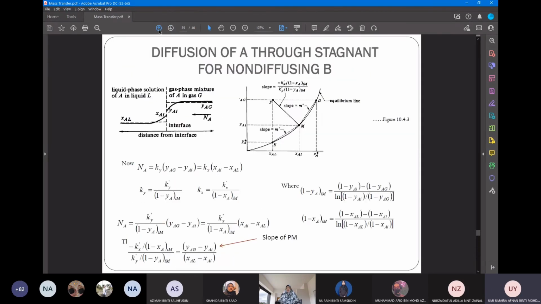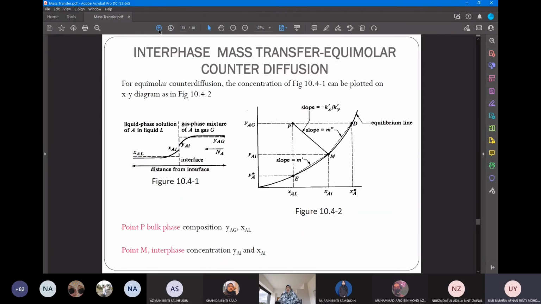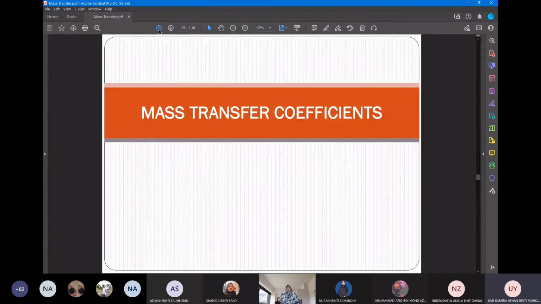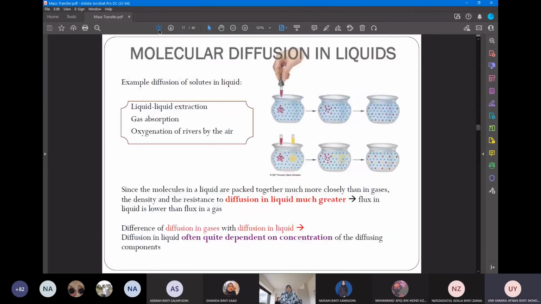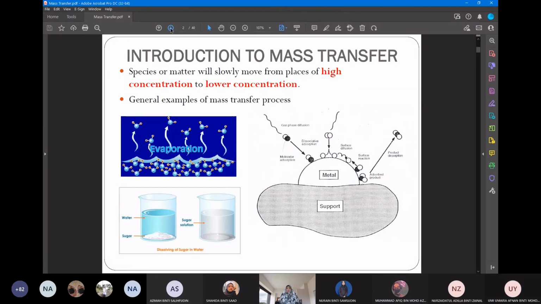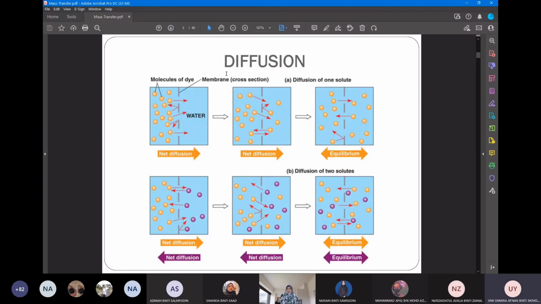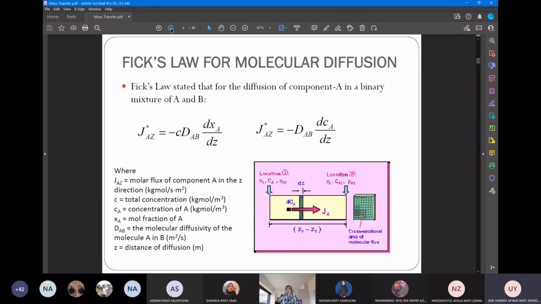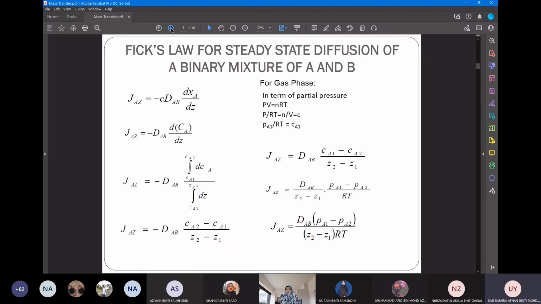So your focus for this subject will be, let me repeat from the beginning, take note of what you have to know. First chapter, the definition of mass transfer. Second, the definition of diffusion, which involves single component and binary components. Next, Fick's law. You need to know how to use Fick's law in terms of mole fraction and concentration. Next is to use binary mixture.